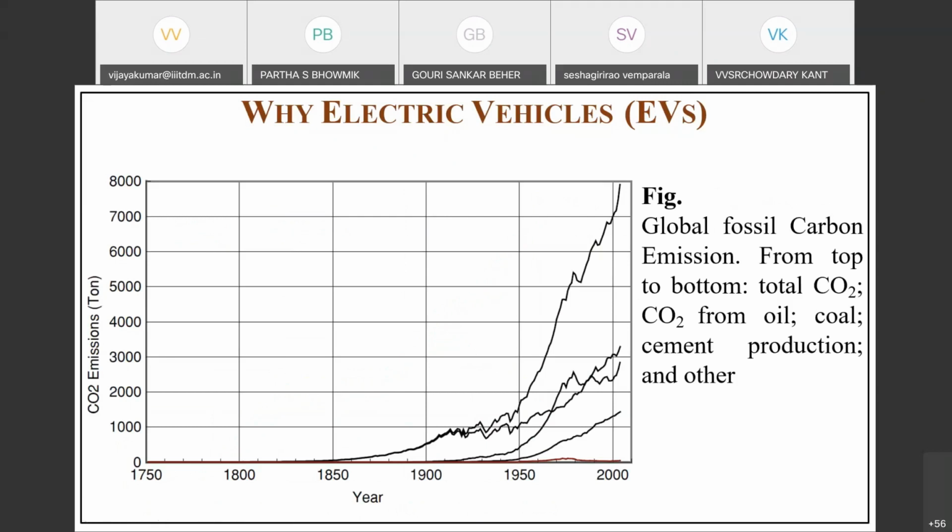At the same time, when we look at carbon emissions, the first is the total one. This is the total, and this is the CO2 from burning oil, the next one is burning coal, then the cement industry. If you add these three, the total keeps on increasing. We are emitting more than 10,000 tons of CO2 to the environment. Think of how much we are polluting the environment.